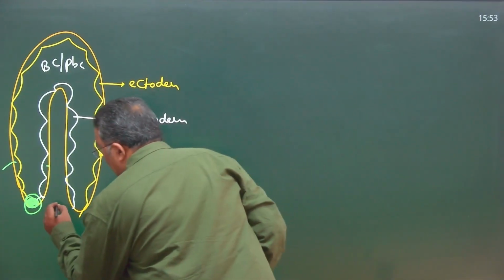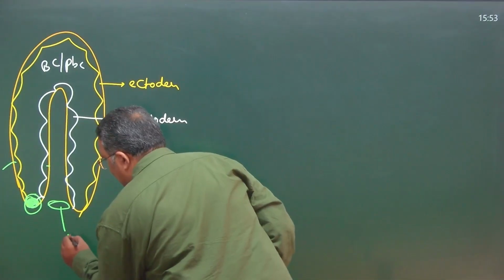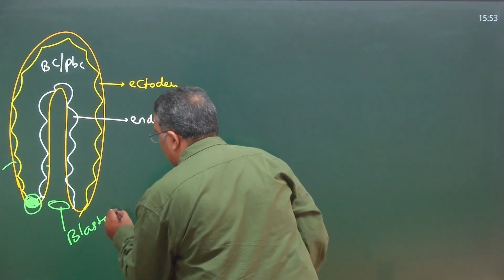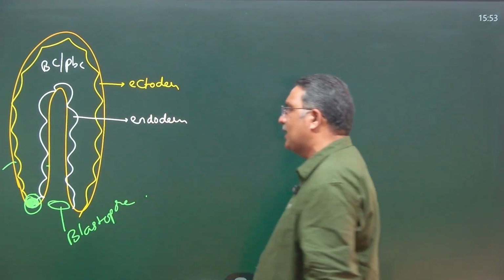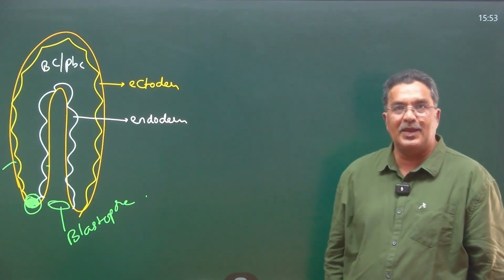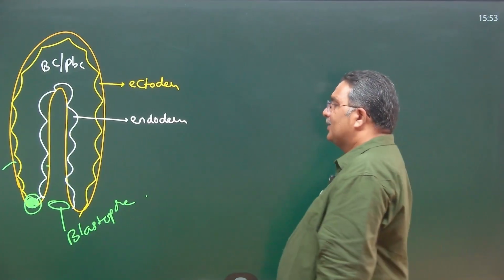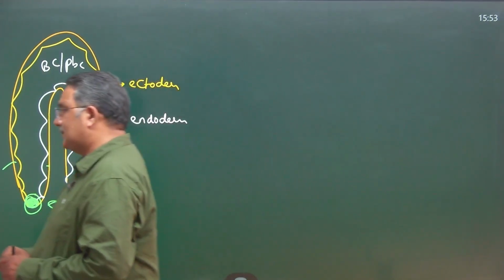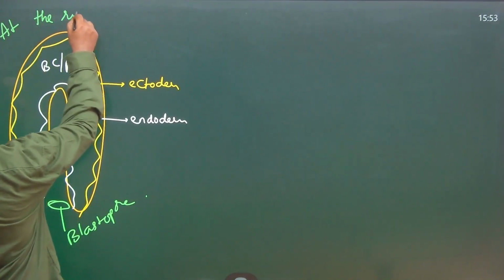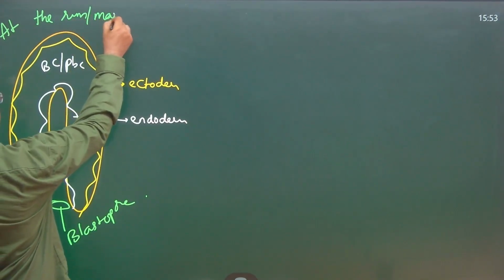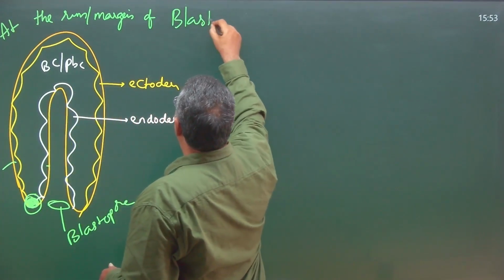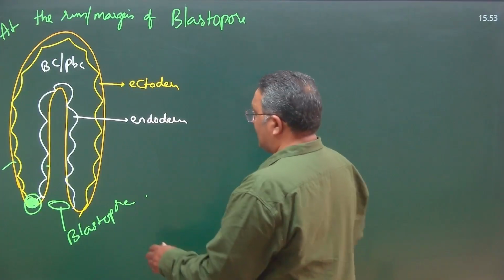Did you remember this opening? In the last class, we said this opening is a blastopore. If the blastopore develops into mouth, we said protostomia. If the blastopore develops into anus, we called it deuterostomia. Did you remember that? So, with that, we are framing an address here. What is the address? At the rim, or you may call margin, of the blastopore.